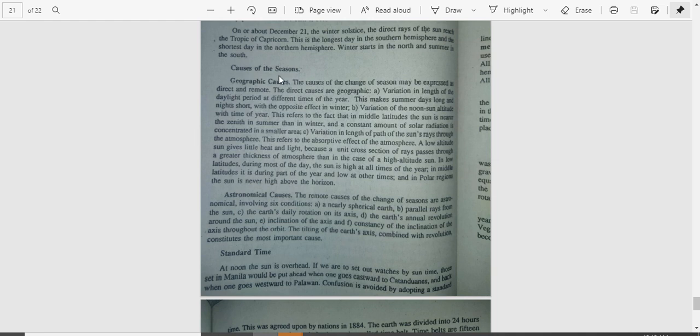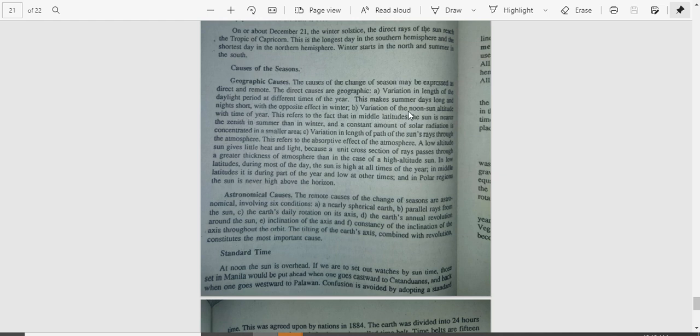So you have your causes of your season: your geographic causes and astronomical causes. First, what is geographical causes? Aton nga change ng season. The cause of the changes of your season may be expressed as direct and remote. The direct cause, as geographic, is the variation in length of the daylight period at different times in the year. This makes summer days long and nights shorter, with the opposite effect in the winter. Ibig sabihin kung winter, mas lawig ang nighttime kaysa sa daytime.